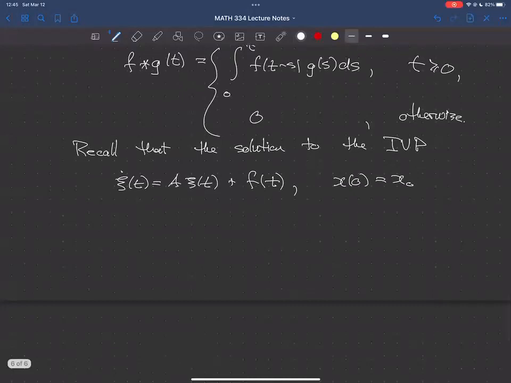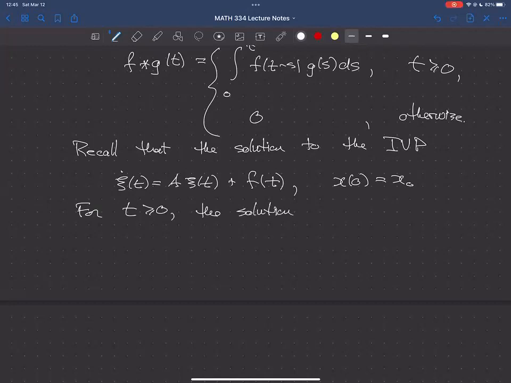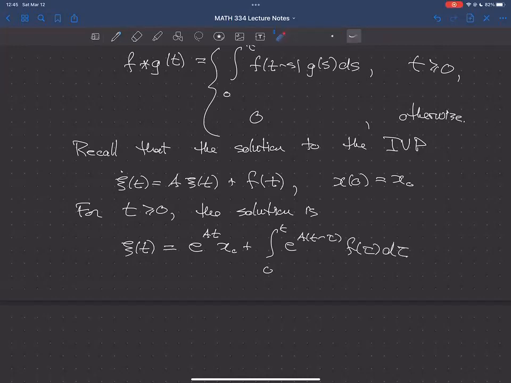Then for t greater than or equal to 0, the solution has two parts. It has a homogeneous part, which is just the solution of the homogeneous equation with this initial condition, plus the integral from 0 to t of e to the A(t minus tau), f of tau, d tau. And the point is that this is a convolution rather like this.